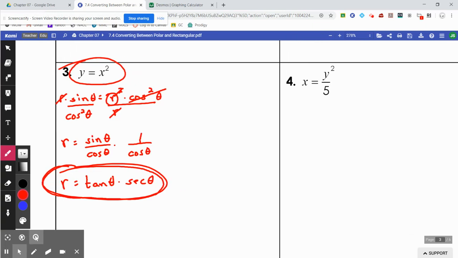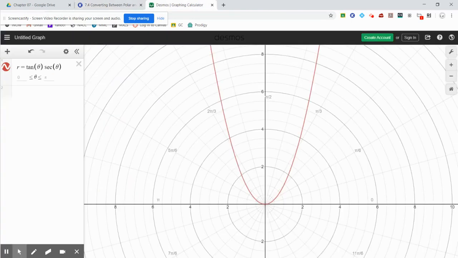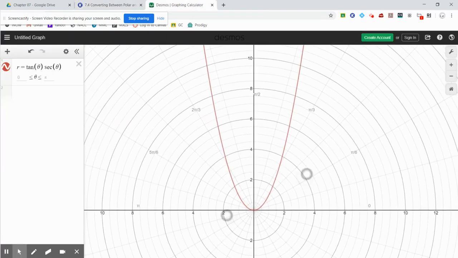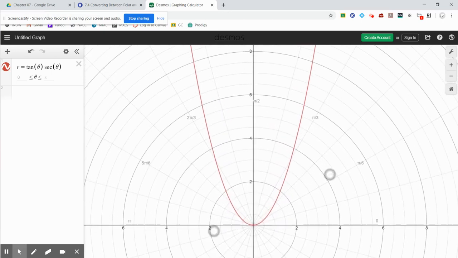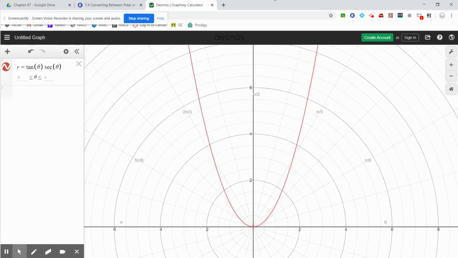And just because I find it interesting, I've done that on Desmos. Here's a graph of r equals tan times secant. And notice that you get the exact same y equals x squared parabola.